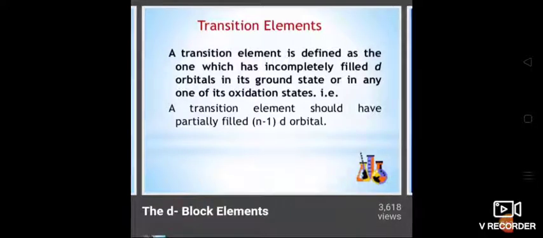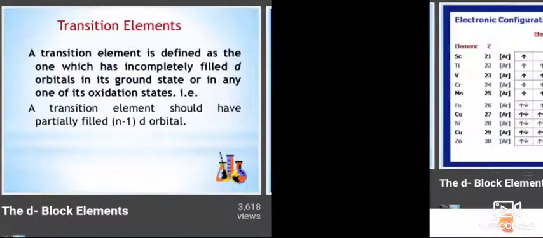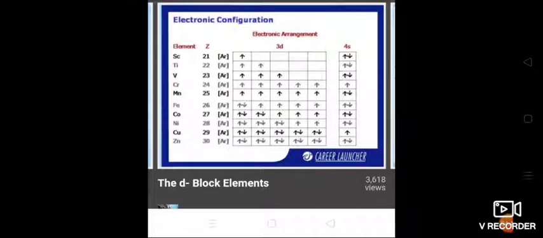Why do we say they are transition elements? They have incompletely filled d orbitals. Examples of D block elements: scandium, titanium, vanadium, chromium are examples of D block elements.